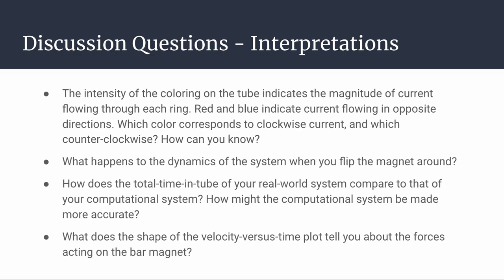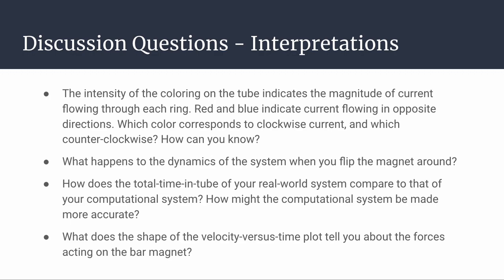How does the total time in tube of your real-world system compare to that of your computational system, and how might the computational system be made more accurate? There was a slight difference, possibly due to the splitting of the rings of current in the tube, with more being more accurate. And air resistance encountered by the magnet could also have had some effects or differences between the computed model versus the real live model.